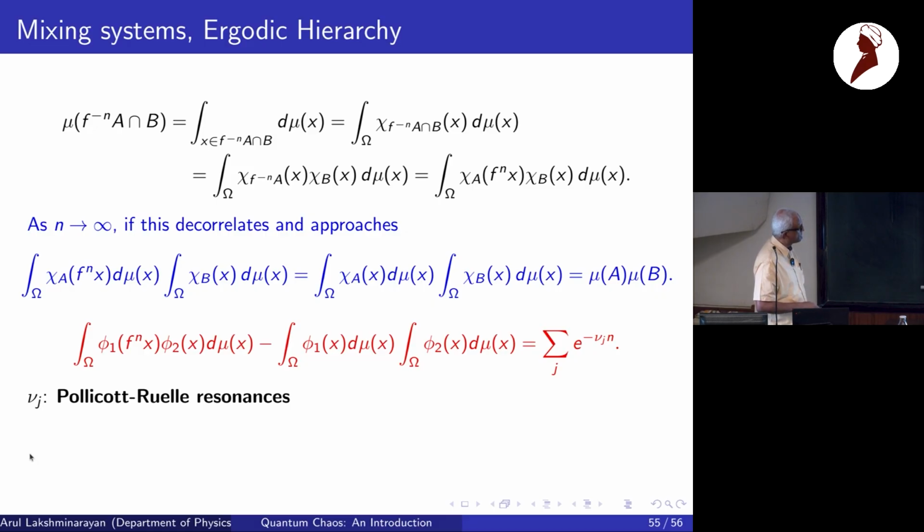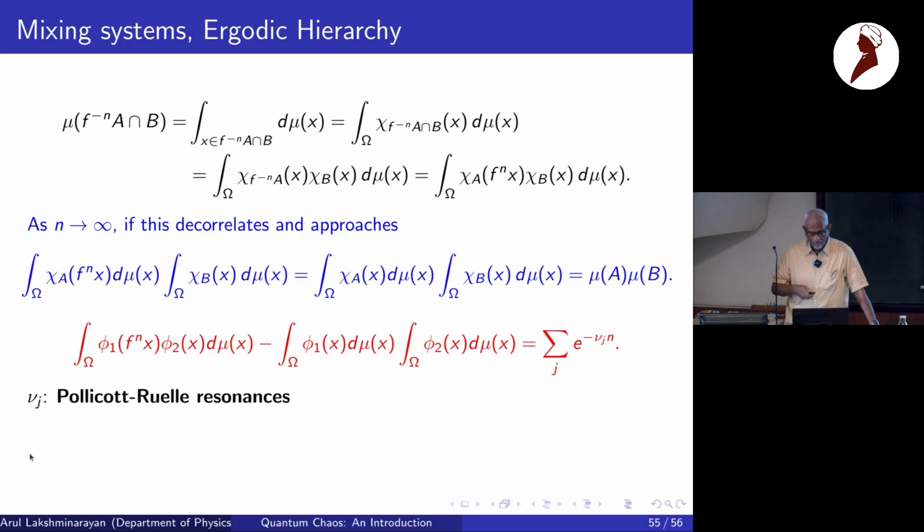So x is phase space. It can be any number of degrees of freedom. And this mu is the invariant measure. So that correlation function approaches the uncorrelated integrals exponentially in time. If it is exponentially in time, it's said to be mixing. And these numbers are called the Pollicott-Ruelle resonances. So those are the mixing rates. They are rather hard to find except in some simple systems such as this.